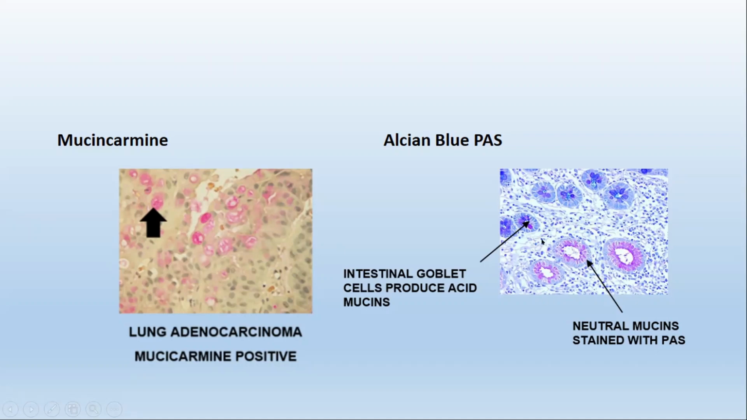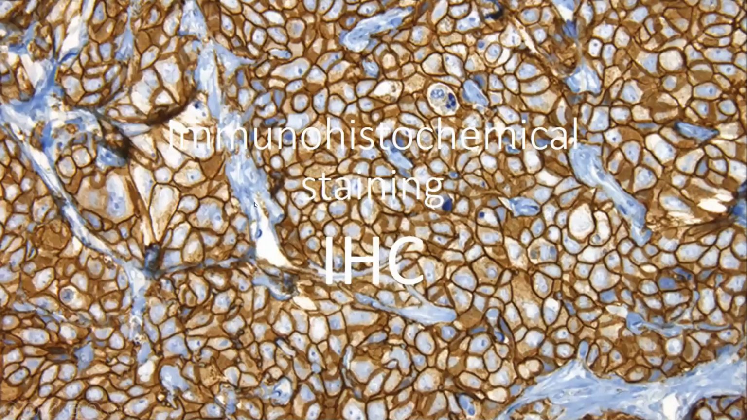Okay, this is for Alcian blue PAS, or PAS Alcian blue. This is a stain we usually use in gastric biopsy to look for Barrett esophagus, whereby there's an intestinal metaplasia process which occurs due to H. pylori. So another stain is the immunohistochemical staining.